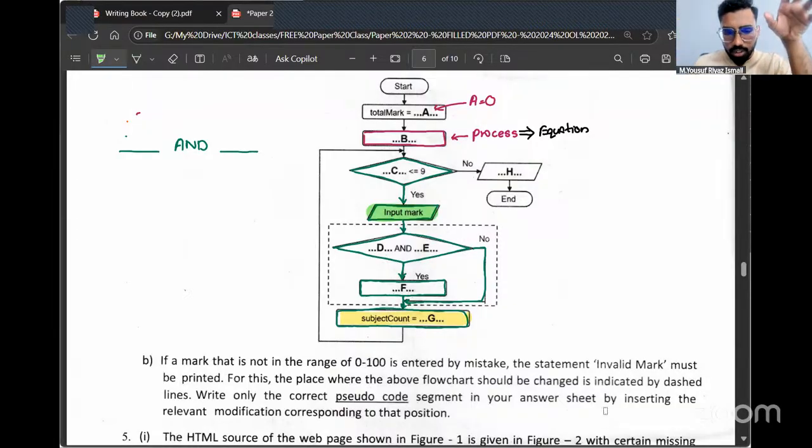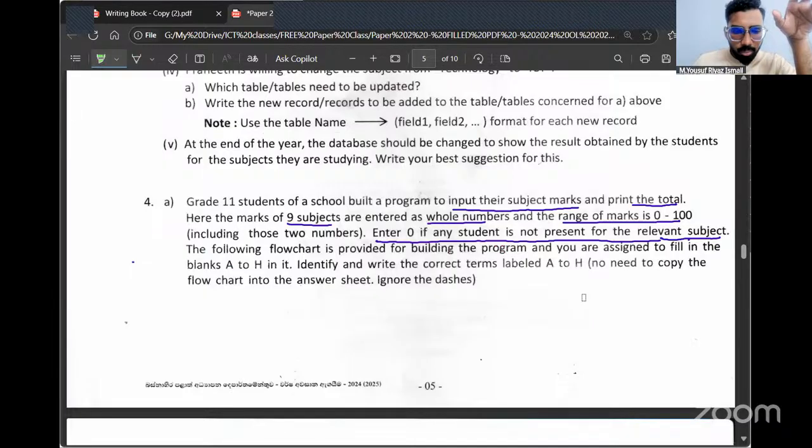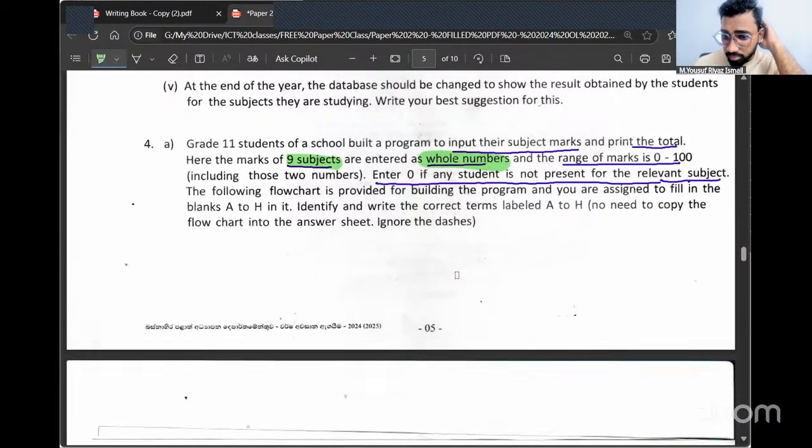After you get the students' marks, you can see in the question they have mentioned that you have to make sure the marks of the 9 subjects are entered as whole numbers. What do you mean by a whole number? Yes, whole numbers are basically integers, which means a number without a decimal or fraction. Exactly. So a whole number is a number without decimal or fraction.